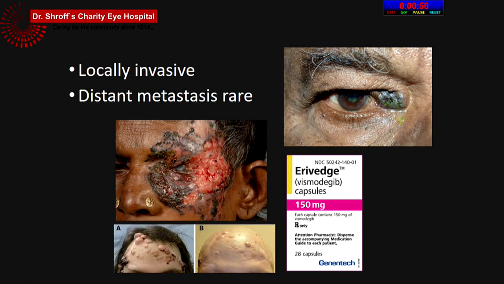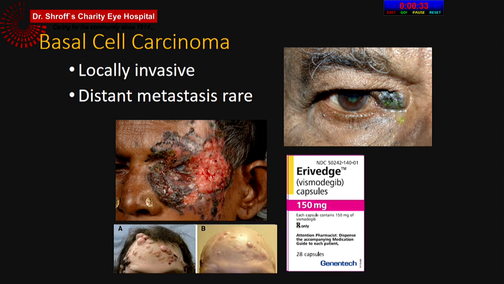And what is available now for very extensive BCC is vismodegib, which is a targeted treatment which inhibits the Hedgehog signal pathway, which is involved in the proliferation of the cells. And tumors like this, where resection is not possible, can now be managed with the use of vismodegib. It is available in India also, however, the cost is the factor which prevents its use in many patients.